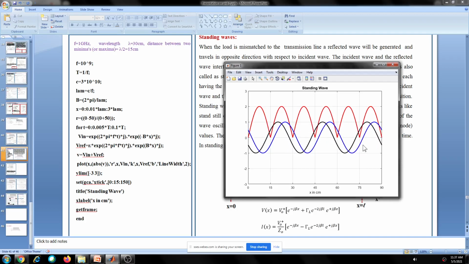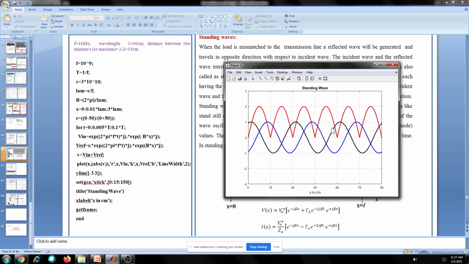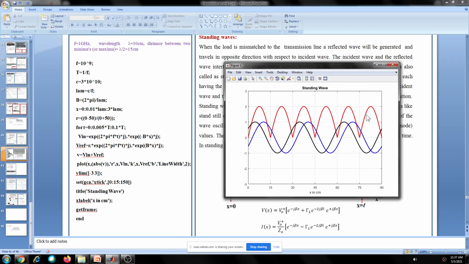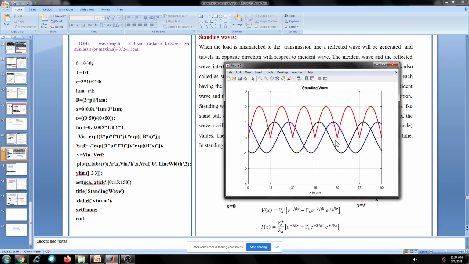So what we can observe is that if there are two waves moving in opposite directions, the addition of the two waves looks like a standstill pattern over the line. The voltage varies as you move towards the source, takes a maximum value and decreases, and the same pattern repeats every lambda by 2 distance.